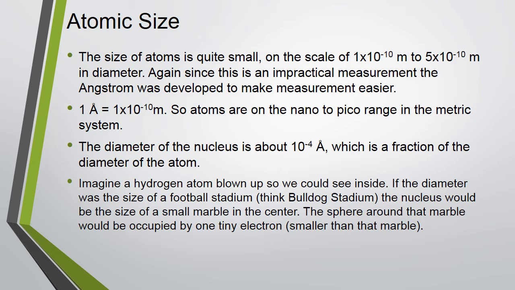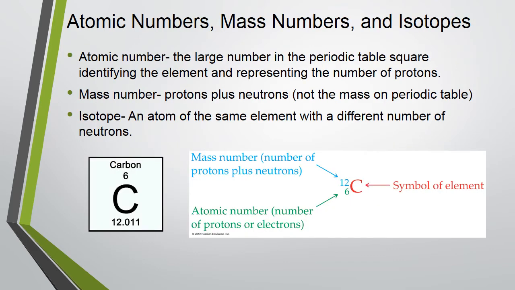So the size of the atom is just insane, and most of it is really just empty space. Where that nucleus is and where that one electron is are the only things that are physically taking up space. The rest of it is just empty. It's kind of crazy. So when we're looking at atoms, we need to be able to figure out how many of these protons, neutrons, and electrons there are.